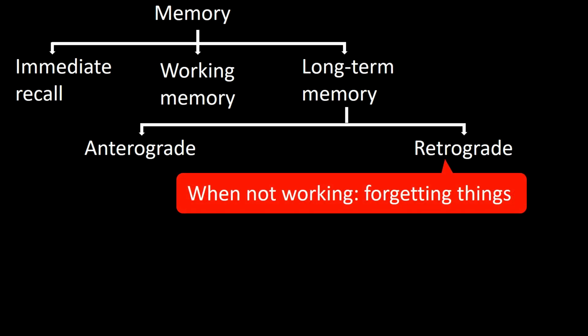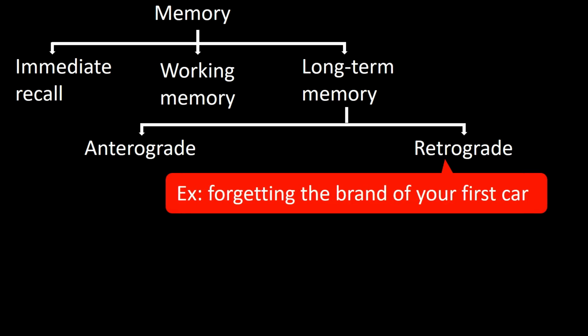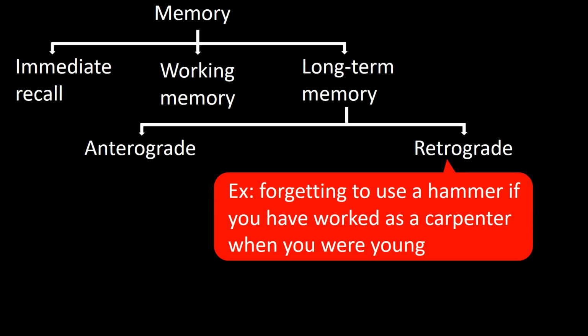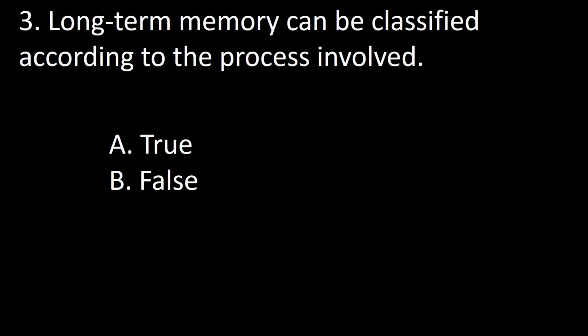When retrograde memory is not working, a situation called retrograde amnesia occurs. This implies that things are forgotten, such as the brand of your first car or using a hammer if you worked as a carpenter when you were young. So the answer to this question is true.